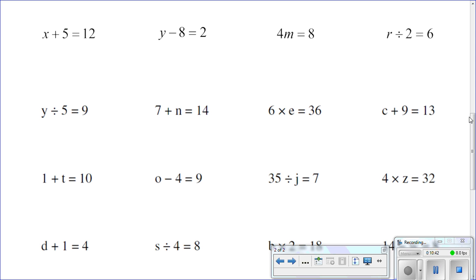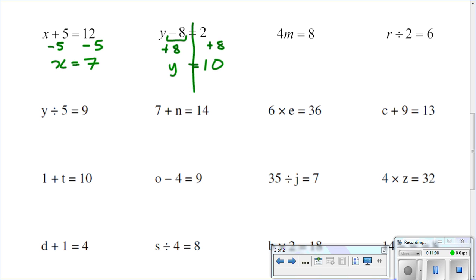So x plus 5 equals 12. I'm going to do the opposite to isolate the x. Instead of plus 5, we're going to minus 5, so x equals 7. Next one, y minus 8 equals 2. We have a minus 8. We need to do the opposite, so we're going to plus 8 on both sides. y equals 10.